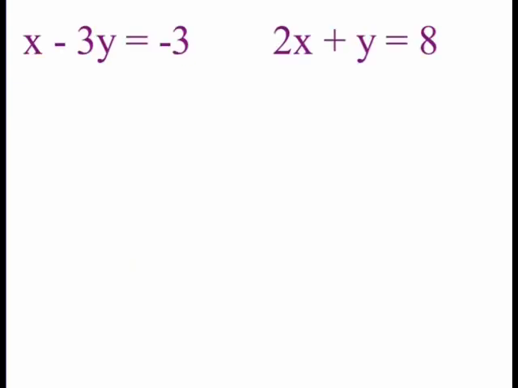Alright, so far we've done the really, really easier types of problems, where we've had an x equals or a y equals already done for us. In this example, however, we do not have an x equals or a y equals. You will notice that neither one is solved for either x or y. So now we have to choose one. Which one would you like to choose?